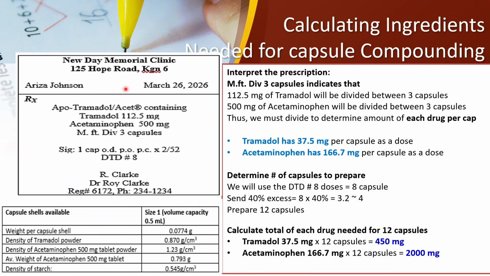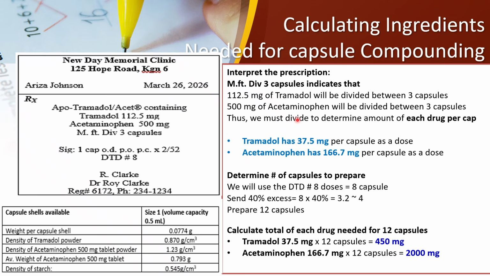So we interpret the prescription. Always do that first. We assess our prescription: MFT Div 3 capsule. If you remember from our lectures, MFT Div 3 or MF3, whatever number, we're going to divide by that number, whatever is above it. So it means that across 3 capsules, you're going to have 112.5 milligrams of tramadol and 500 milligrams of acetaminophen over 3 capsules.